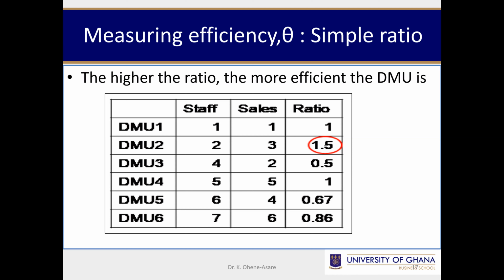You can tell me, using ratio analysis. DMU what? DMU2. So DMU2 is doing well simply because it has the highest ratio value of 1.5. While this is good analysis, there's a problem.